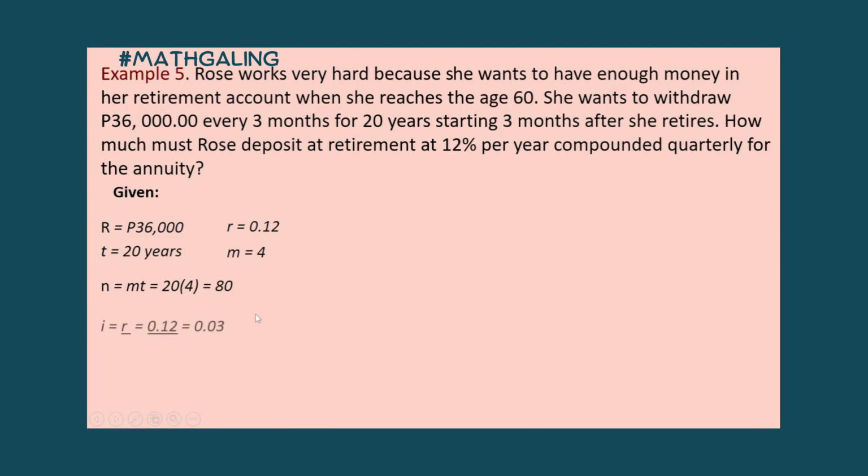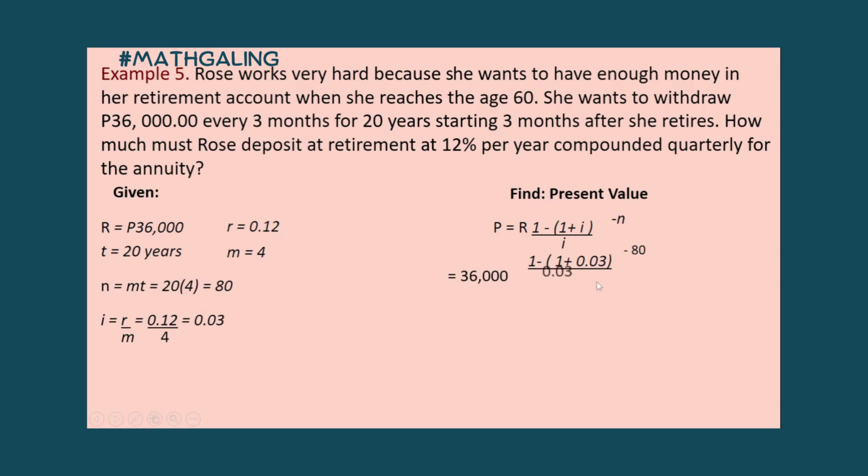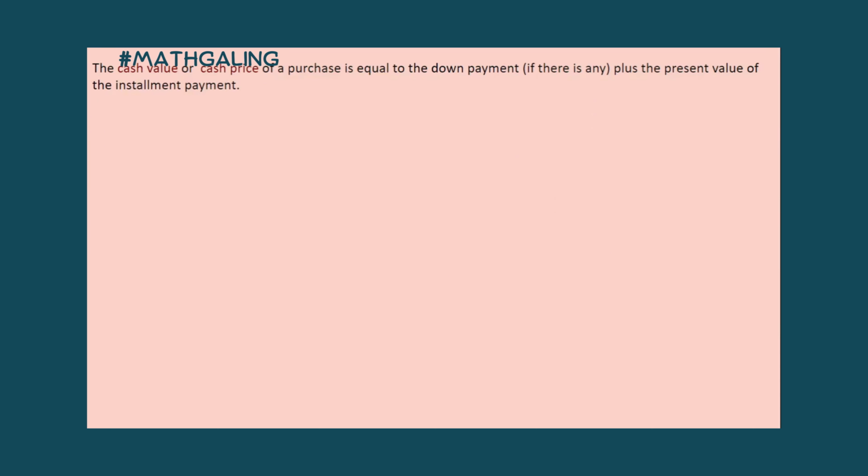Let's find the present value. 36,000 times 1 minus open parenthesis 1 plus 0.03 to the power of negative 80 over 0.03. So we can get the answer 1,087,227.48 pesos.